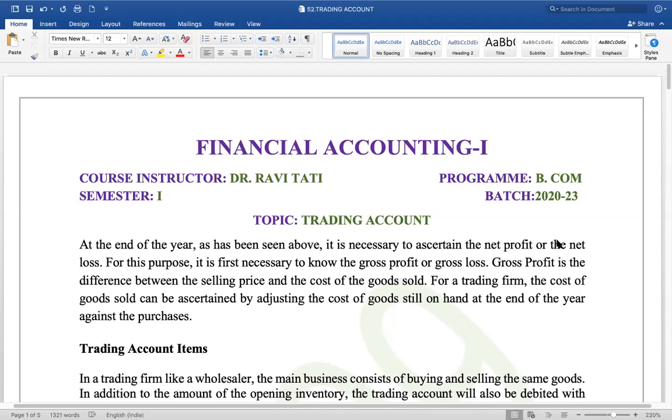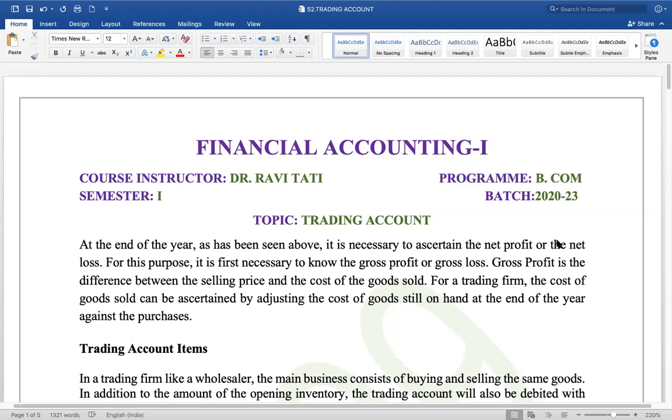Now this trading account, profit and loss account, and balance sheet are prepared at the end of the accounting period. What for do you prepare? It is to ascertain the profit or loss, the result of business operations. Before you ascertain the profit or loss, you have to ascertain the gross profit. What is this gross profit? This is the difference between the selling price and the cost of goods sold.